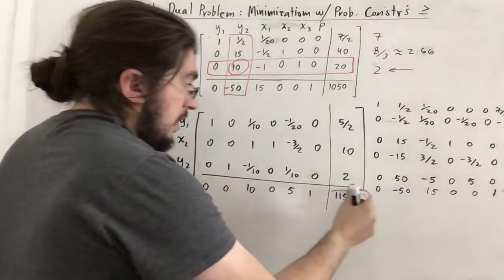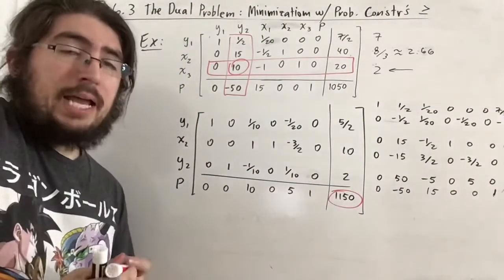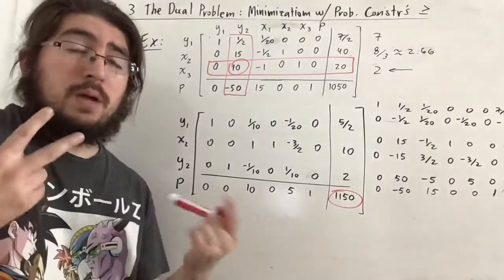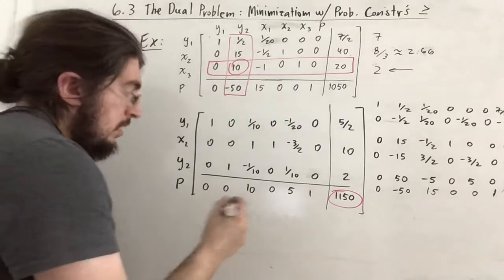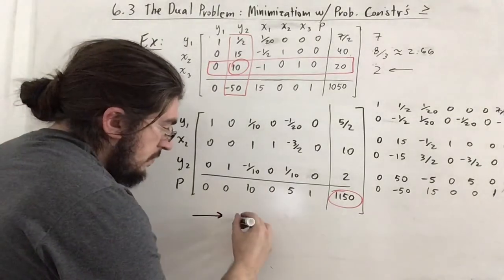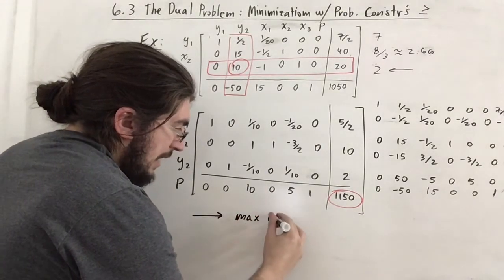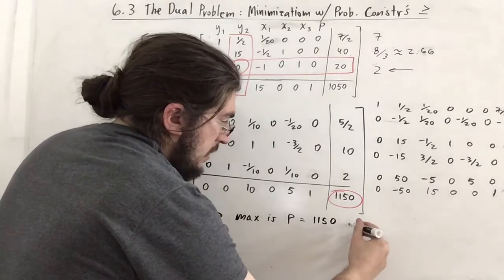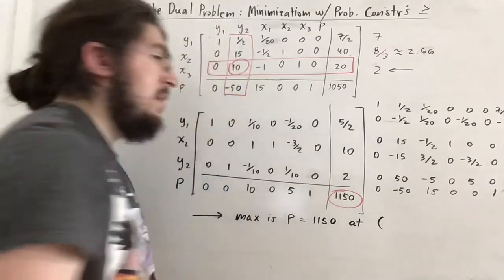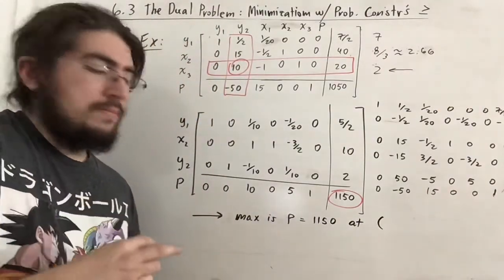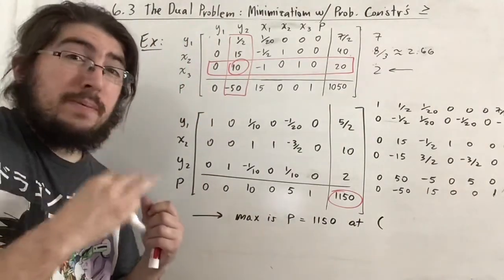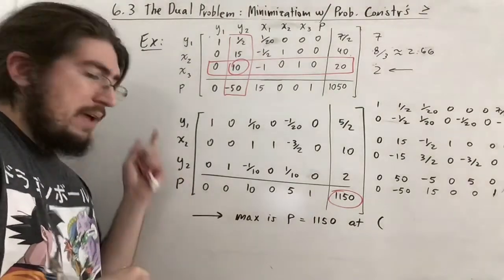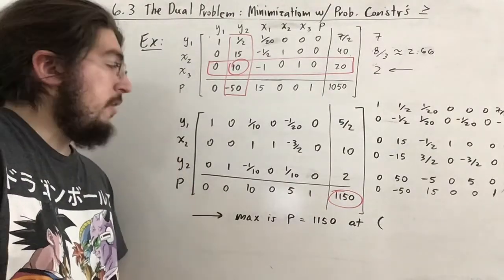This tells us the following. This is our max and our min, depending which problem you're talking about, because after all, it is a dual problem. So let's talk about the max first. So our max is P equal to 1150, and that occurs at what point? Well, this point is really an ordered triple, so there's three components to this point. There are y values, so it's y1, y2, and y3.